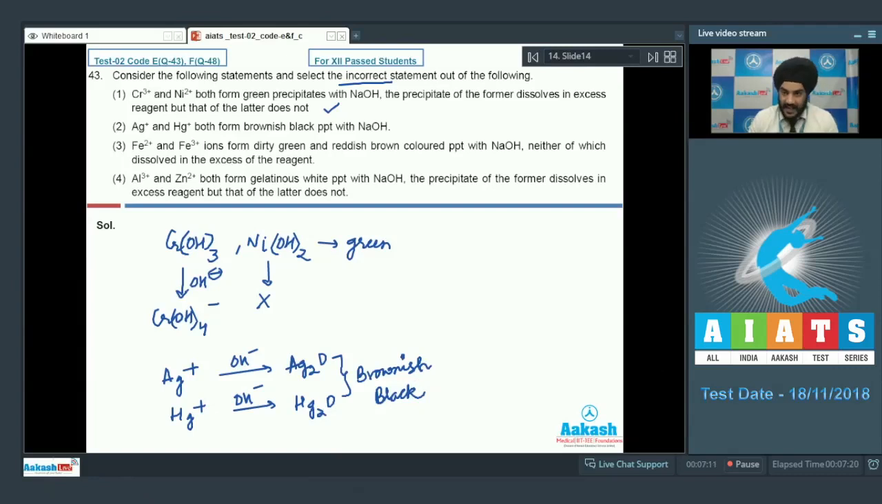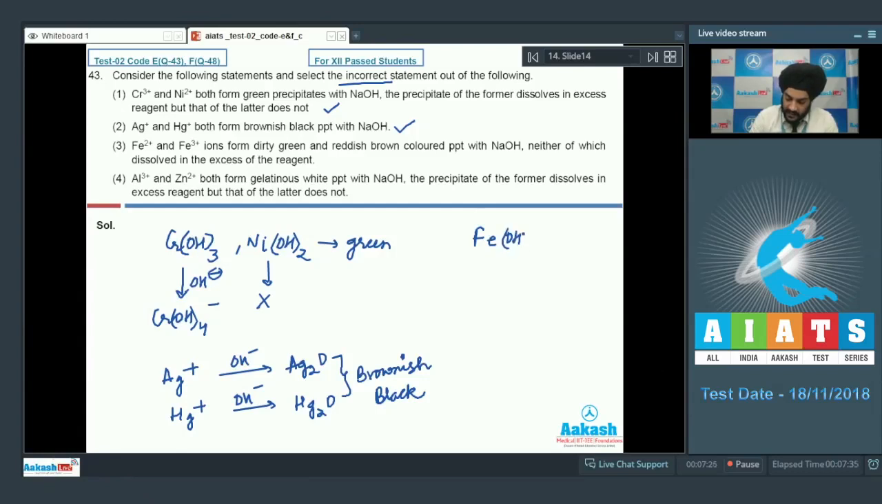Okay. So the second statement is also correct. Let us look at option 3. Fe2+ and Fe3+ ions form dirty green and reddish brown colored precipitate with NaOH, neither of which dissolves in the excess of the reagent. This statement is also correct.